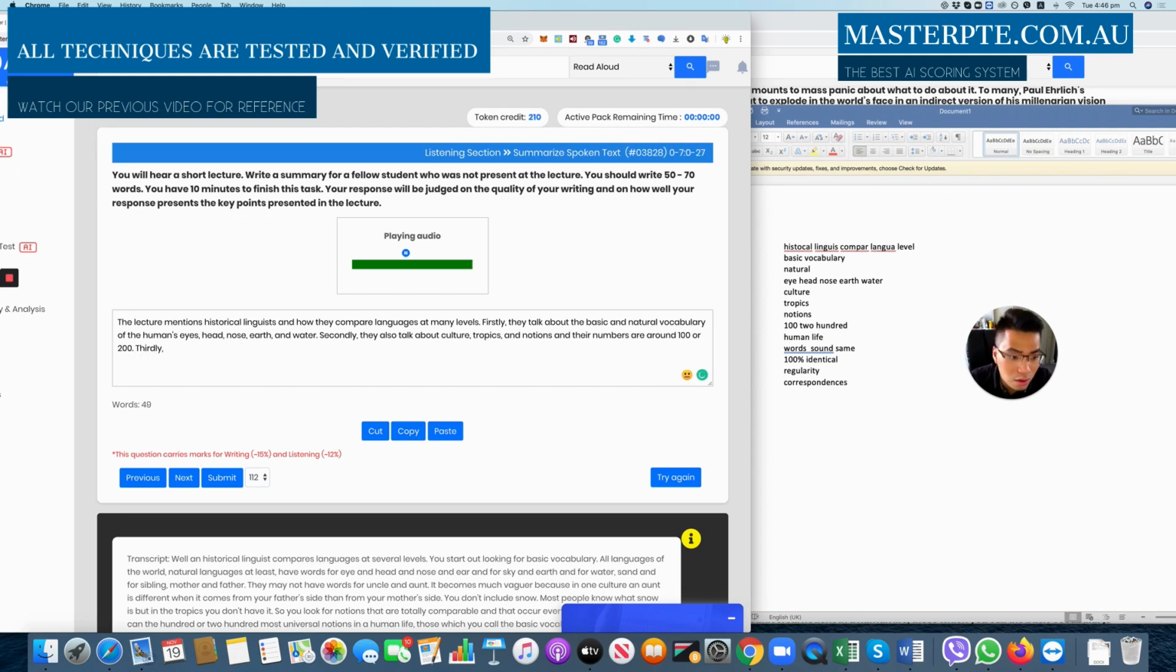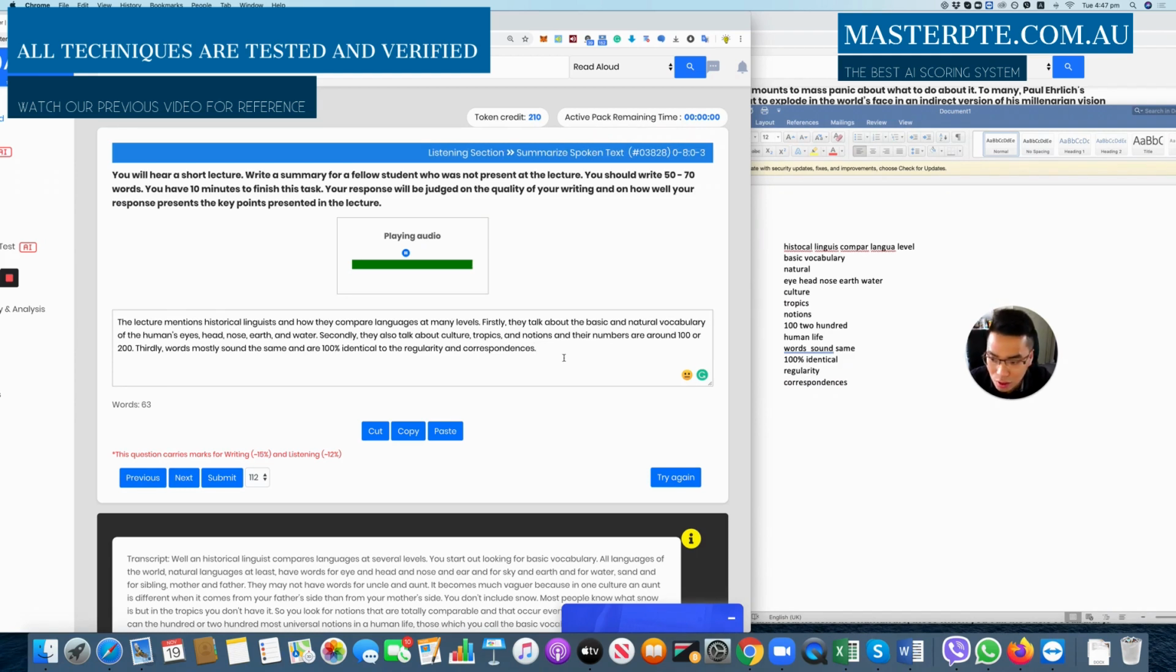Thirdly, human life words sound the same. Words mostly sound the same and are 100% identical to the regularity and correspondences. Basically, as you can see, even if you can't understand the whole thing, don't panic. You can definitely do this, and you have my word. Try this and you will pass the exam.